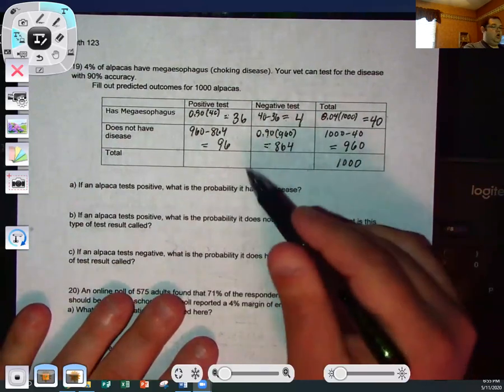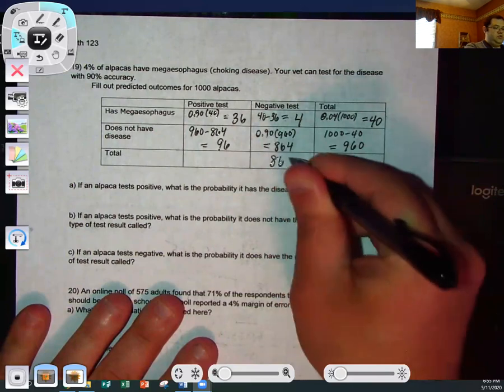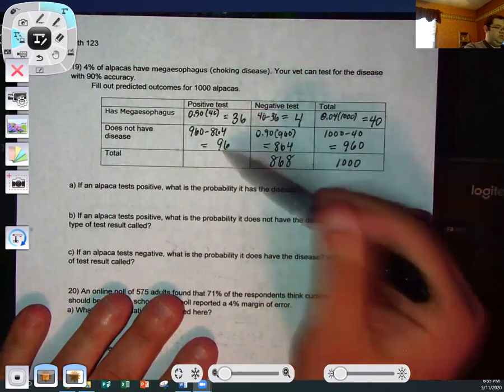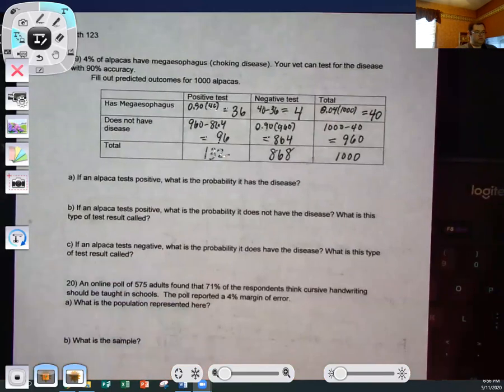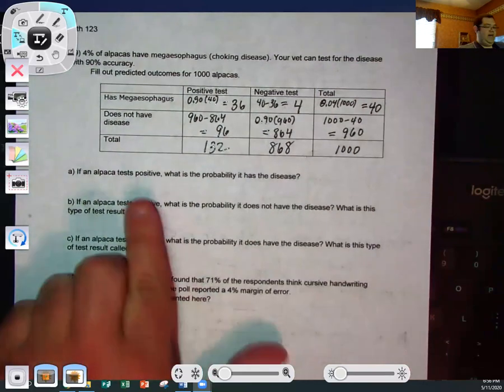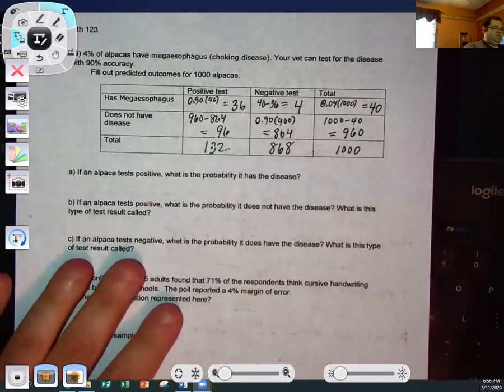So now we add these columns together. So 4 plus 864, that's 868. And then 36 plus 96, that's 132. Okay. So first question, if an alpaca tests positive, what's the probability that it has the disease?